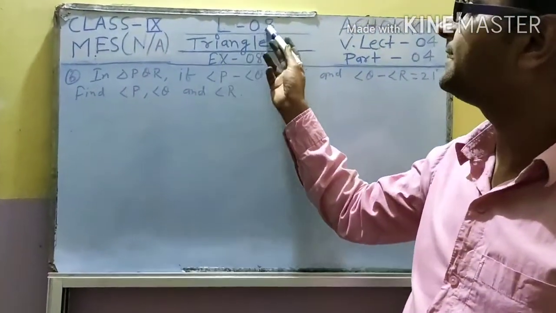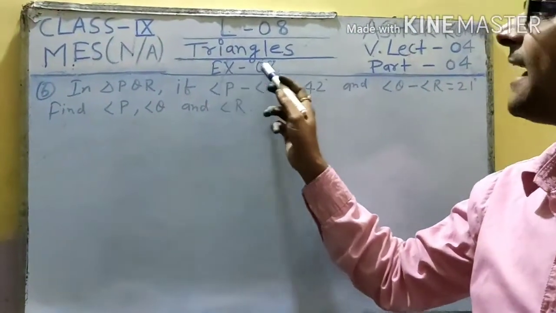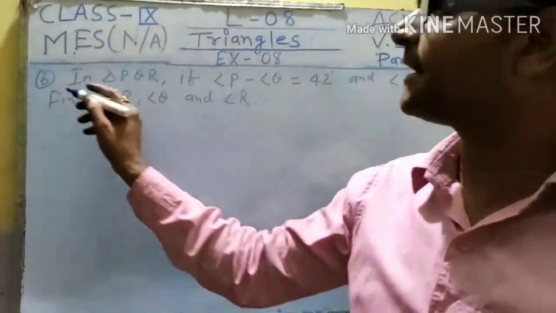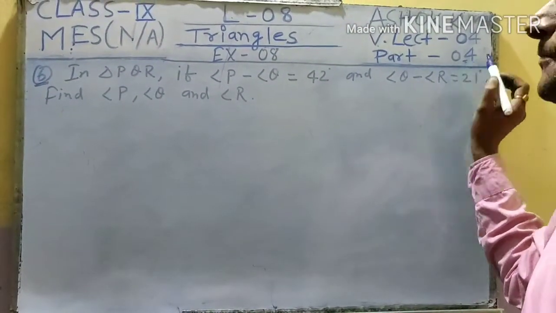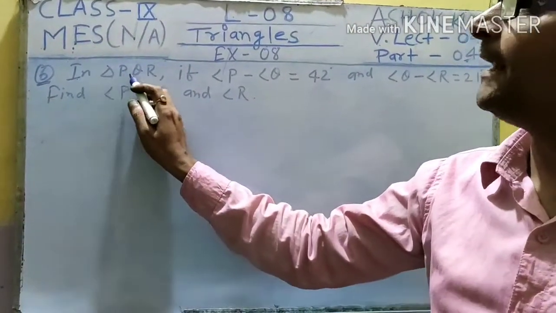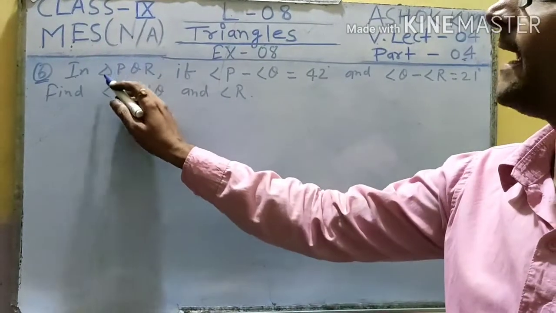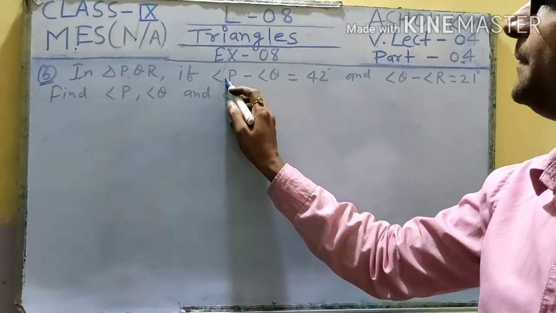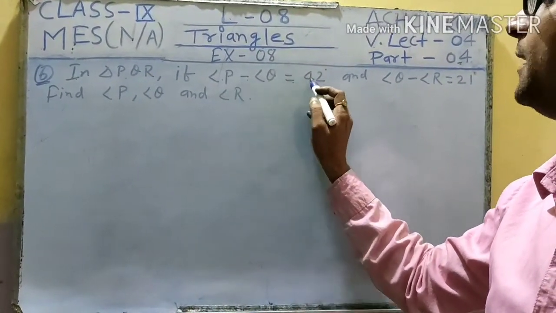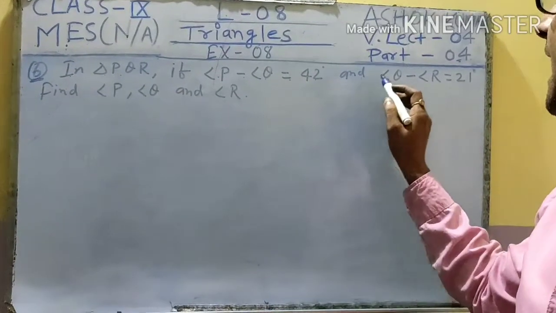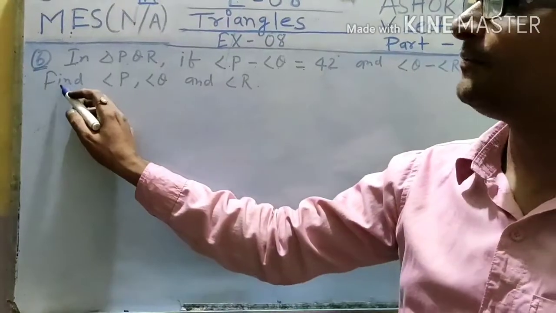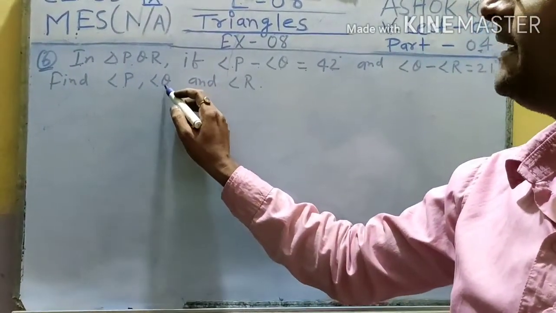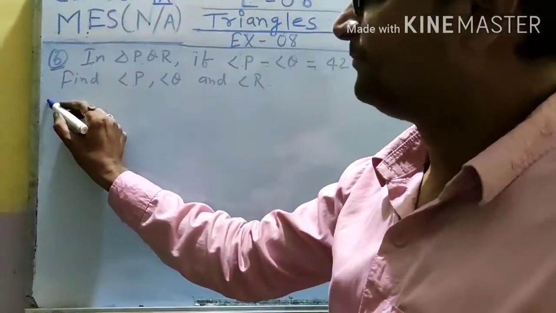Again, student, lesson 8, triangles, exercise 8. Here, question number 6. This is video part 4. Okay. In triangle PQR, if angle P minus angle Q is equal to 42 degrees and angle Q minus angle R is equal to 21 degrees, find angle P, angle Q and angle R.